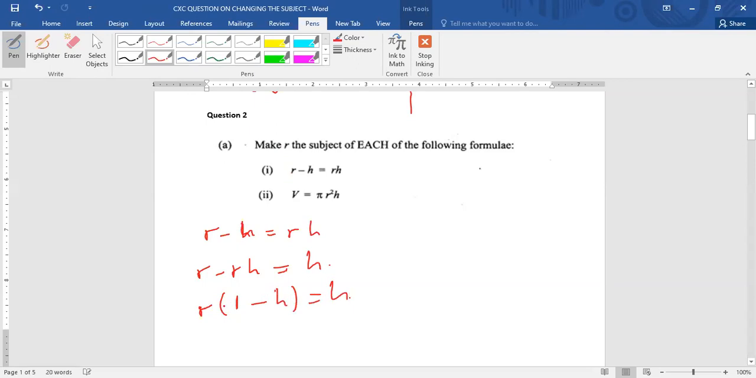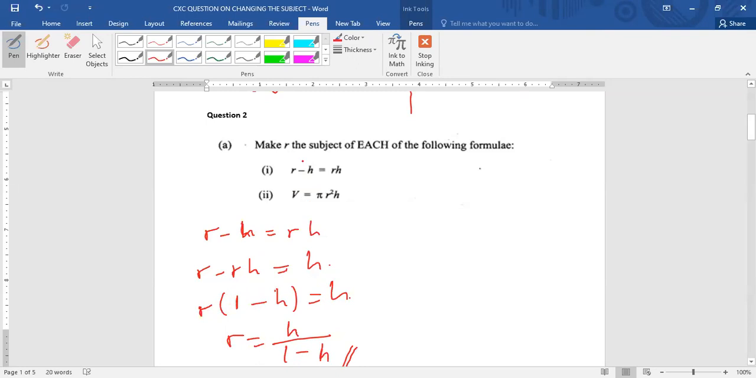Now, then remember that we still want to make R the subject, right? So we get rid of the bracket. What's the bracket doing here? Multiply. What's the opposite of multiply? Divide. So R is equal to H divided by 1 minus H. So this is the answer we are looking for, right?